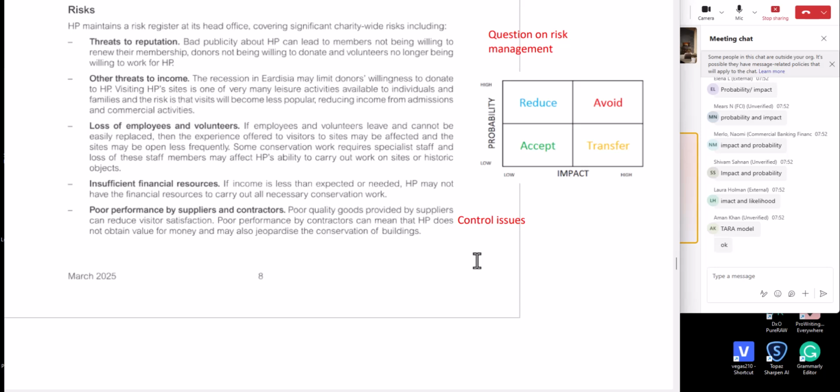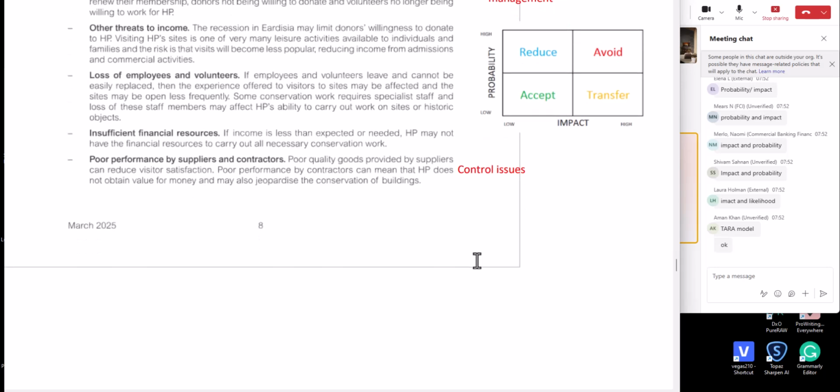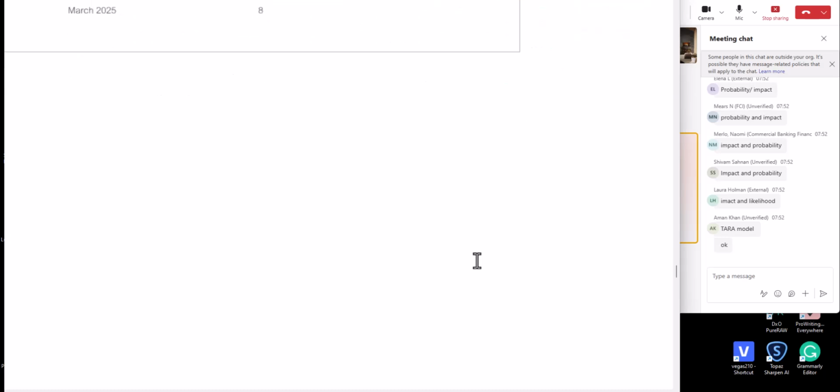Recommend controls is a very popular question in the exam, but not been asked recently. So how do we control the quality of goods from the suppliers? What controls do we need from the suppliers? How do we control the contractors?